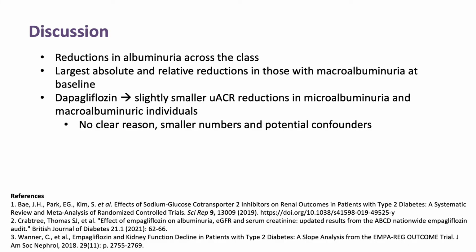So, to conclude, this analysis demonstrated reductions in albuminuria across the class. The largest reductions in urine albumin creatinine ratio in both absolute and relative terms were observed in those people with macroalbuminuria at baseline. Dapagliflozin was associated with slightly smaller urinary albumin creatinine ratio reductions in people with microalbuminuria and macroalbuminuria at baseline, and the reasons for this aren't clear.